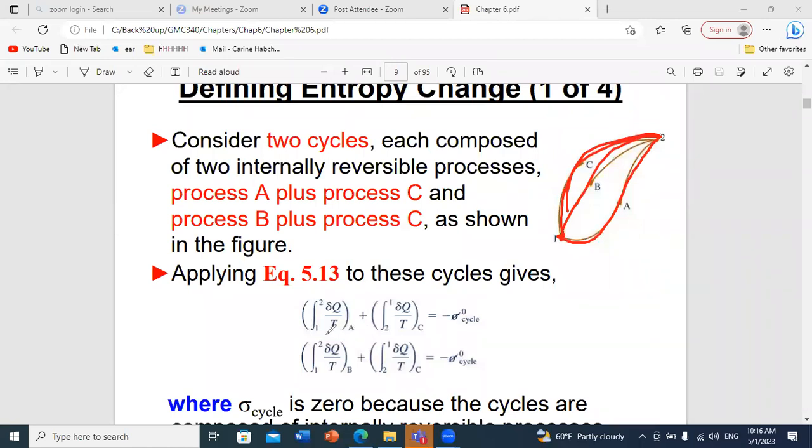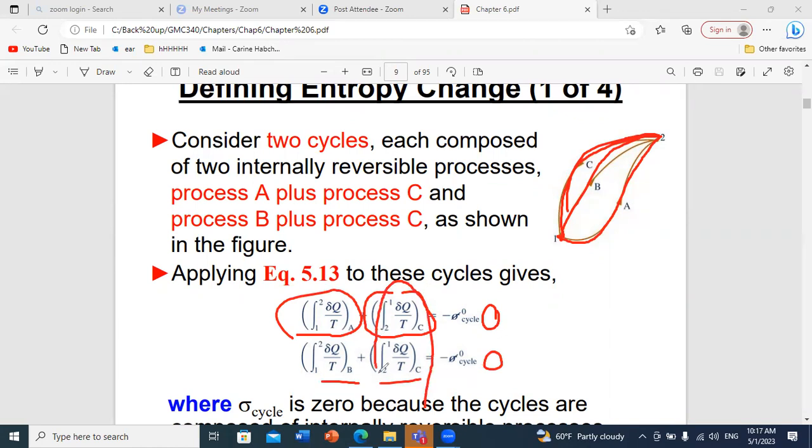I can write that the integral from 1 to 2 of del Q over T for path A plus the integral from 2 to 1 of del Q over T for path C is equal to 0, because I consider that I have reversible processes. And I can say the same thing when I go first into path B, then into path C. Okay, if I look at my equations, this means what? This term is the same.